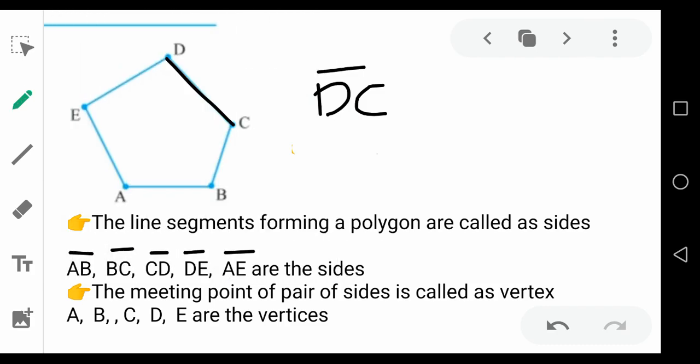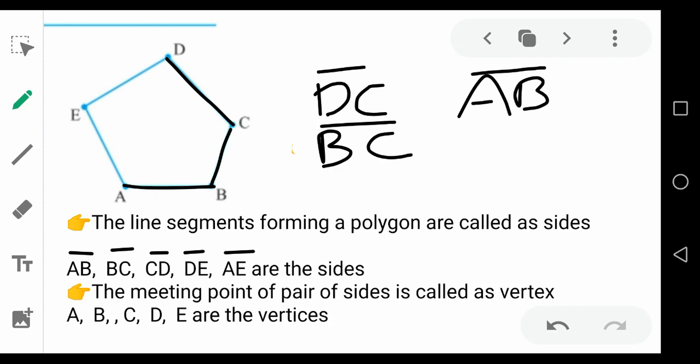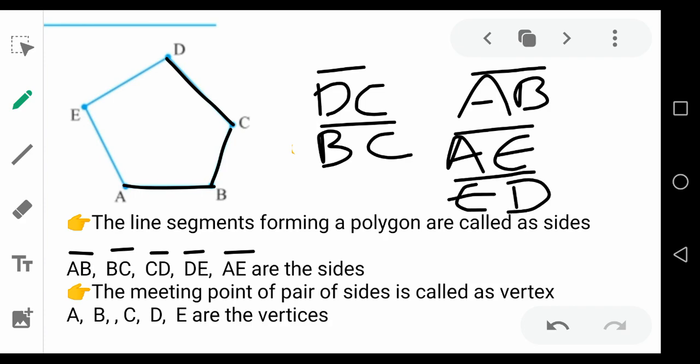Line segment DC. Then what is the next line segment? Line segment BC. BC or CB, whichever order you want you can write. Then comes AB. Yes, AB. Then which is the next one? AE. And then comes ED. So these are the line segments with which this polygon is made. So these line segments are called sides. What will you call them? They are the sides of the polygon. So here AB, BC, CD, DE and AE are the sides.